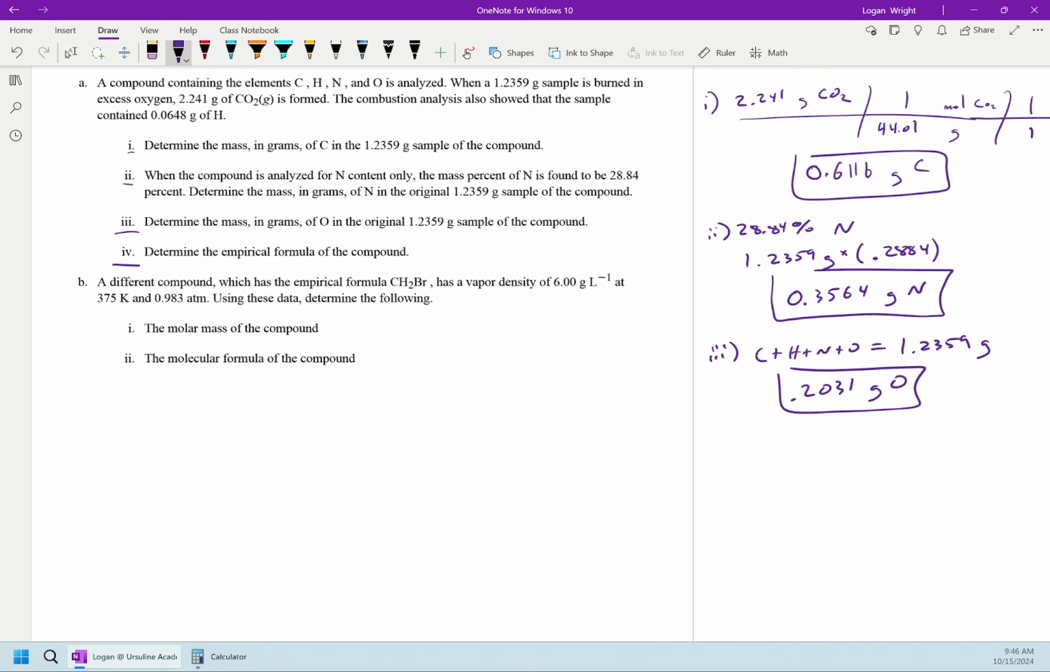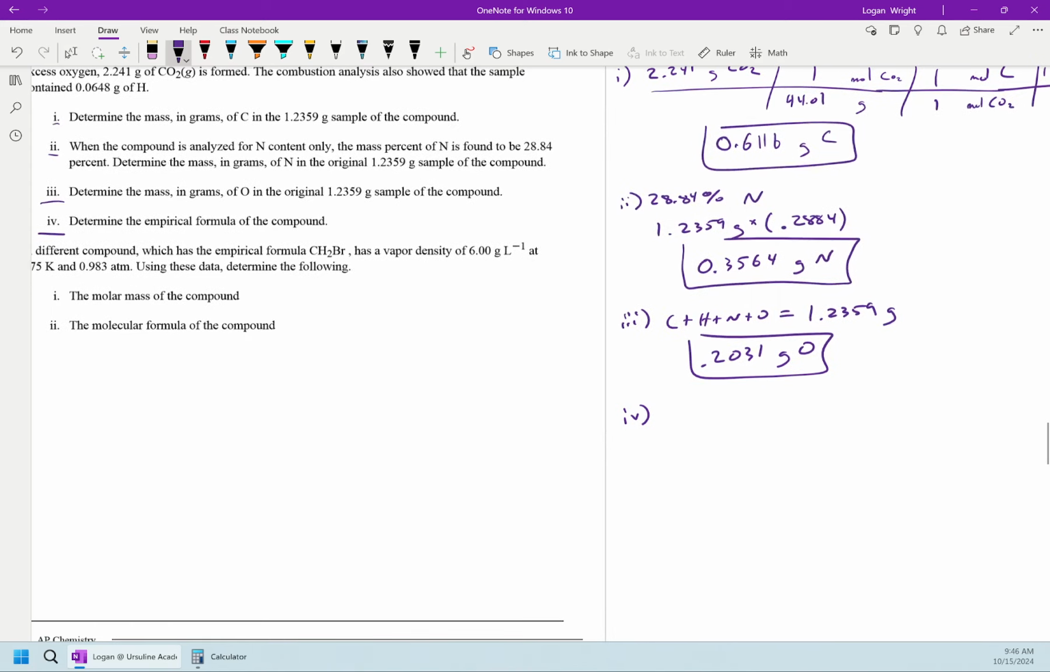So now, how do I determine the empirical formula of the compound? If I know the mass of each of my substances, the empirical formula is going to be the ratio of atoms. And so I need to convert each of my masses into something that is a particle count rather than a particle weight. So that means everything needs to go into moles. So carbon, hydrogen, nitrogen, oxygen. How do I convert grams of carbon into moles of carbon? 1 mole is 12.01 grams. So in each case, I'll need to divide by the molar mass.